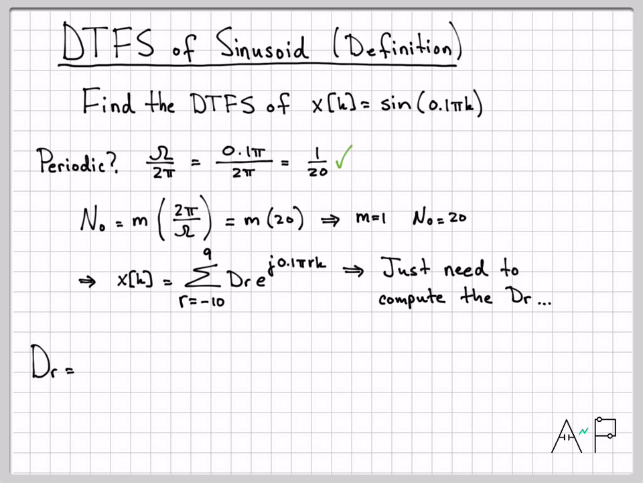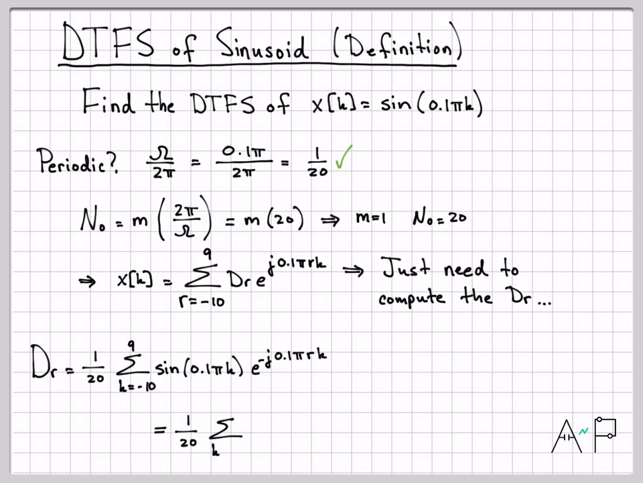So let's go ahead and work on computing the a_r's from the definition, which is 1 over n naught, the sum over 20 things, again I'm going to go from minus 10 to 9, of my signal projected onto exponentials of the fundamental frequency, multiples of it. So that's how I remember and think about the DTFS. So how am I going to evaluate this equation right here?